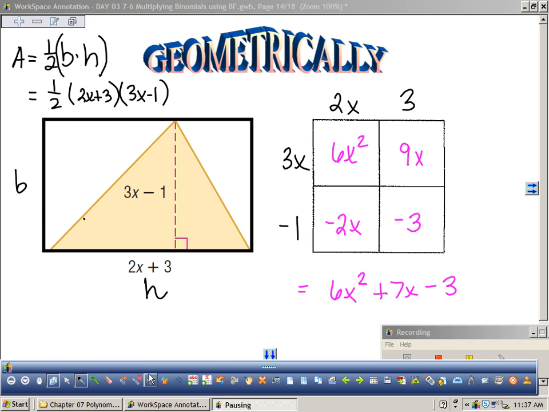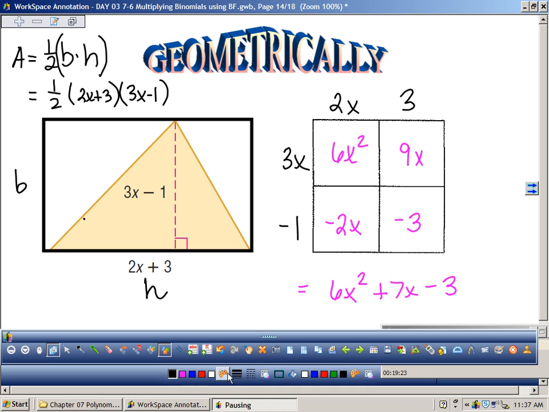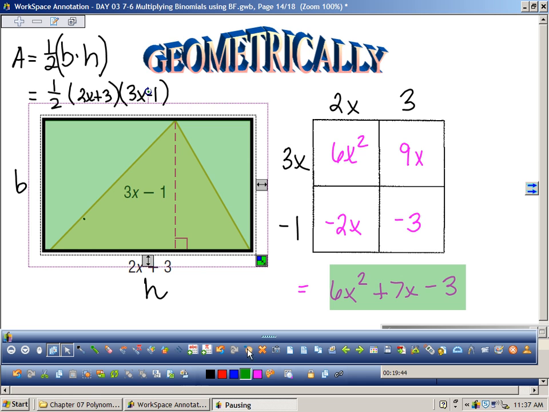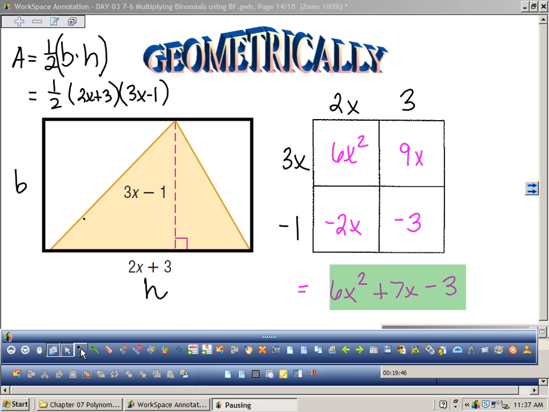I found the area of the entire square. Exactly. I found the entire area of the square. That's what this is right here, the area of the square. How do I go from a square to a triangle? Split it in half. Exactly. So in order to split it in half, I'm going to take half of each one of these terms.